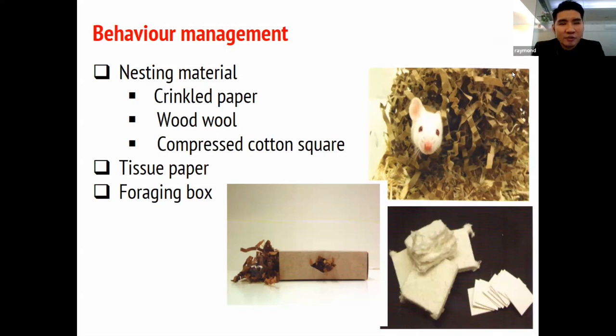So if all this is not available, you can also put in tissue papers. Tissue paper is also very, very good enrichment. You can just get tissue paper, wrap it, and put a few of them into the cages. The next day, you will start to see that they already interact with the tissue papers and start to create their own nest. This creates an environment which can return control over their lives and bring them certain activities that they need.